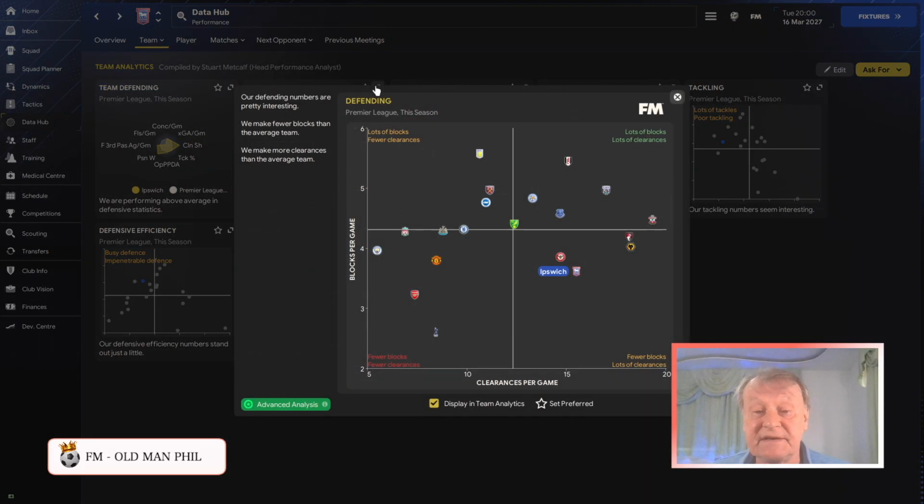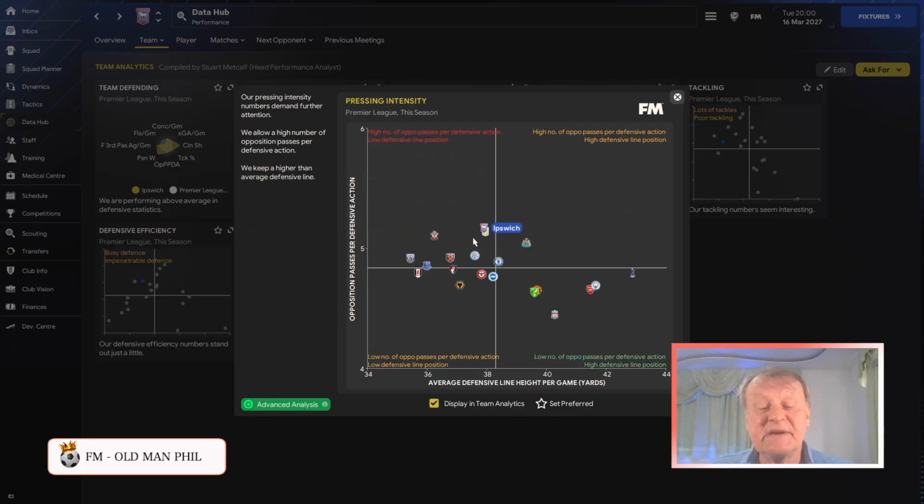If we look at the team defending in general, you can see here that we make fewer blocks than the average team, but we make more clearances than the average team. What we need to do is somehow find a way to make more blocks when the opposition are shooting towards our goal. Our pressing intensity, as you can see, demands further attention. We do allow a high number of opposition passes per defensive action. In other words, we are not pressing them enough. We are allowing them too much space, really, in order to play before we will engage the opposition.